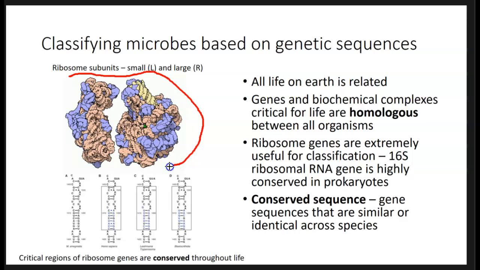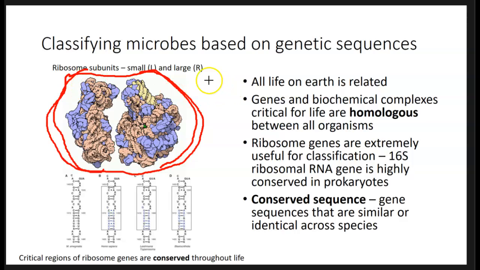The three-dimensional structure of these molecules looks like this. They have two big halves: a small subunit and a large subunit. Both of those subunits are made up of a number of molecules that associate with each other and let this little tiny machine do the things that it does.